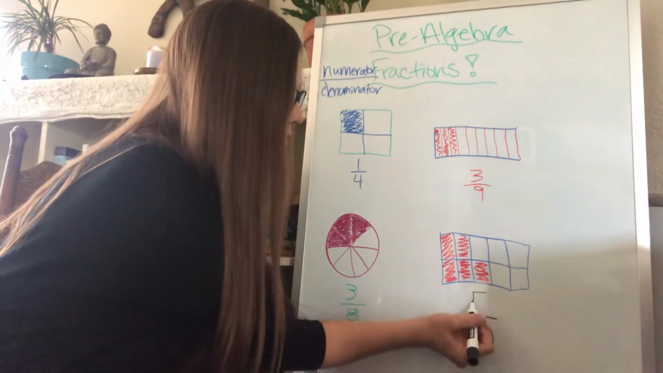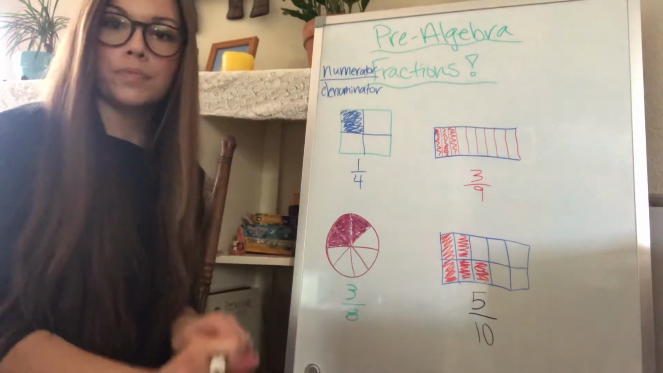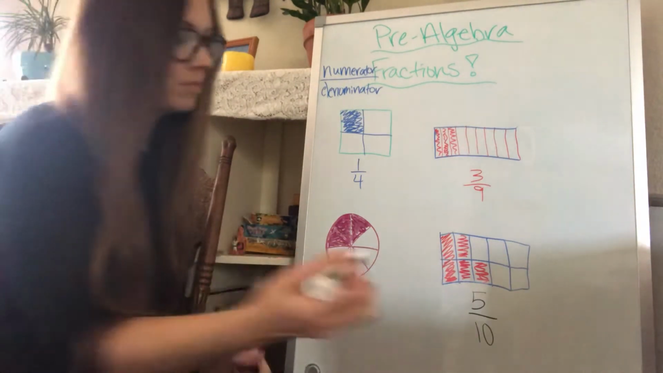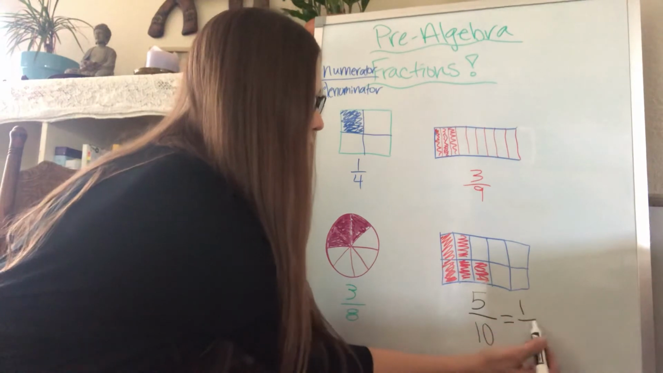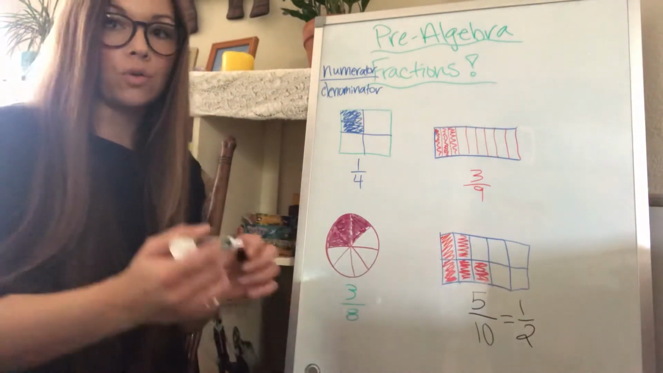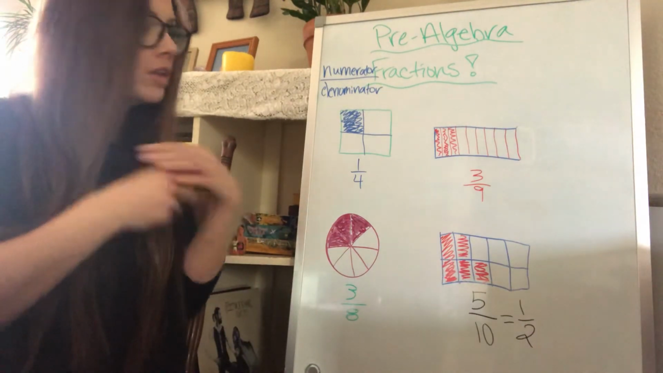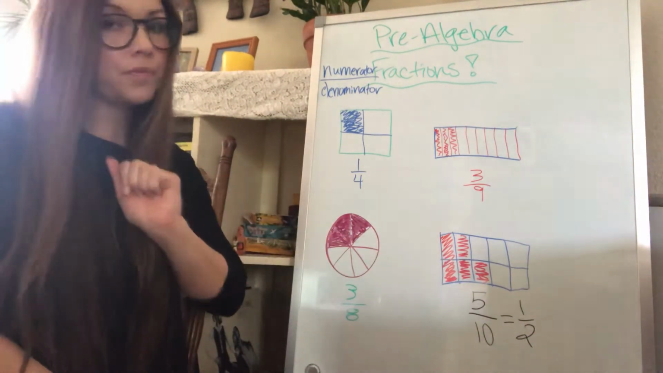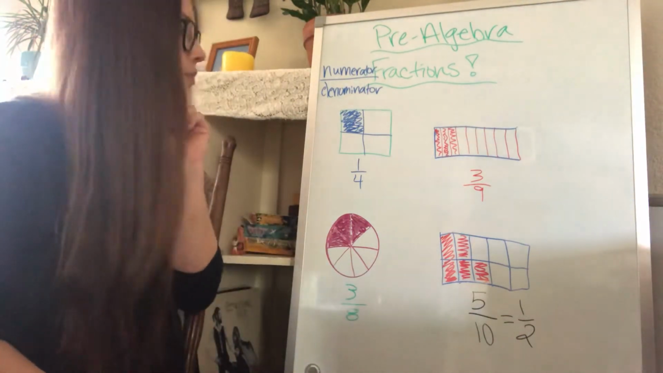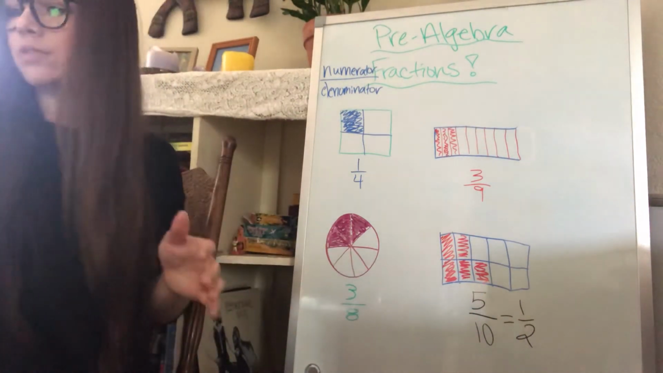Okay, so 5/10. And in this case, this is also 1/2, because there are 5 colored in and 5 not. So we're talking about 1/2 of the total number of pieces, okay? But we'll get into equivalent fractions in our video on Thursday, okay? So that's our basics for fractions.